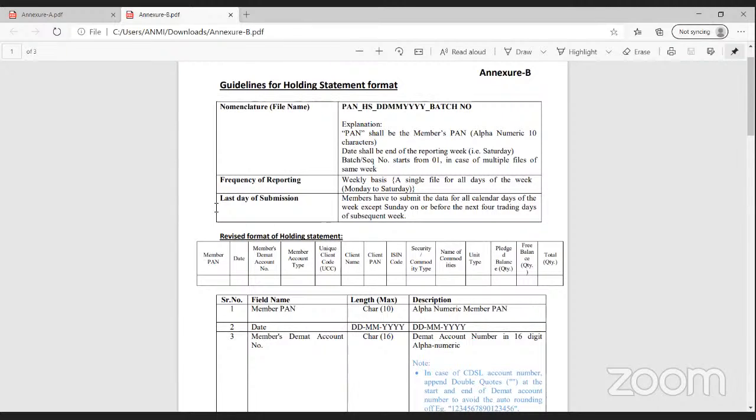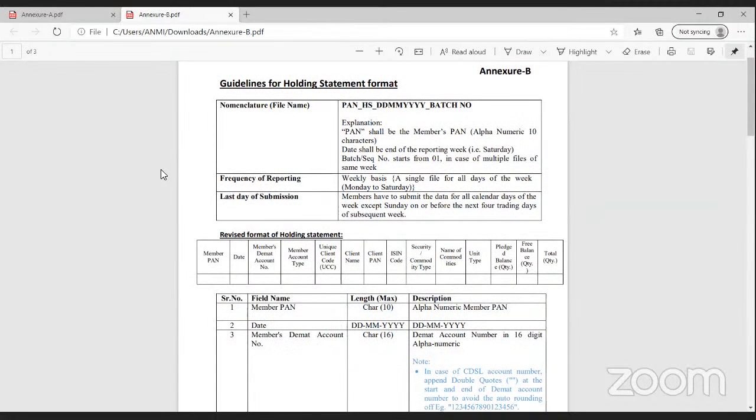So Annexure B is regarding the guidelines for the holding statement. We haven't made much change apart from 2-3 columns, to update or make a uniform format for both equity exchanges as well as commodity exchanges. We have just added the columns for name of commodities and type, because commodities, unlike securities, are traded in grams, kilos, quintals, barrels, so they need to mention that.